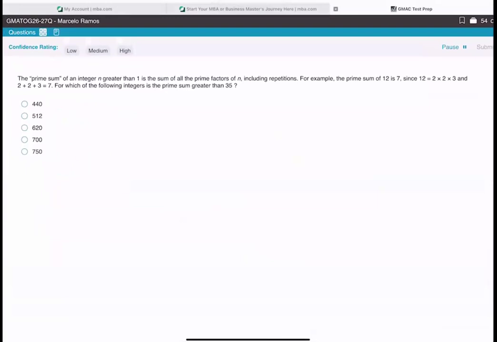Okay, here goes word problems again. I'll give you guys 3 minutes for this one.